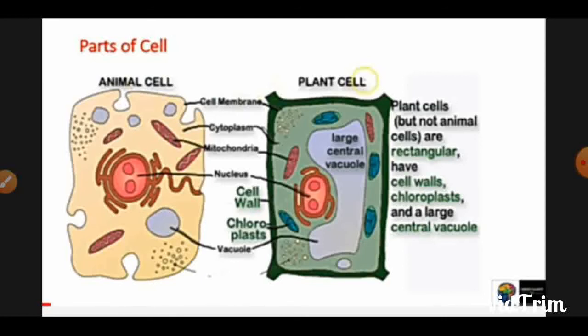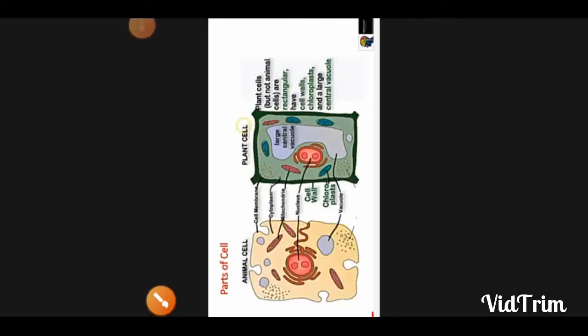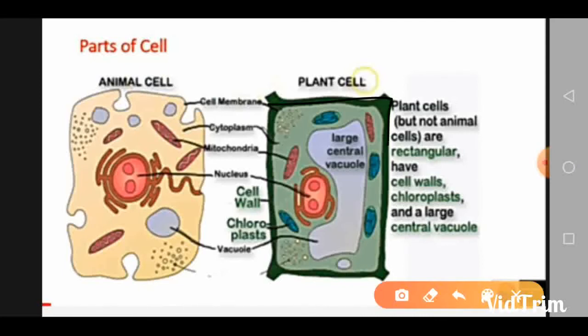Now we'll see this picture. On the left there is the animal cell and on the right we have the plant cell. In both there are little differences. The first difference is that in plants we have a cell wall, and in animals we don't have a cell wall. The animal cell is freely permeable, and we'll study it further. So this was the first point.